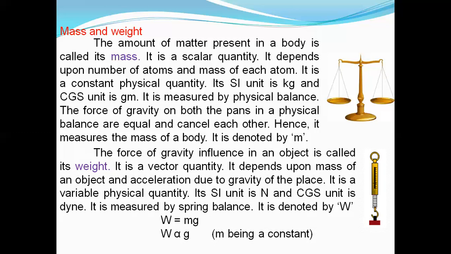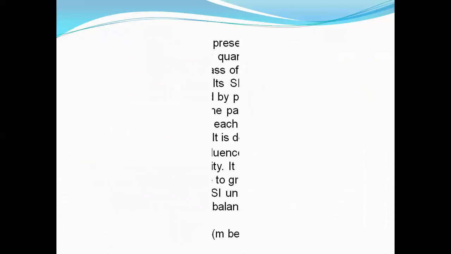As you know, the value of acceleration due to gravity is different in different places of the earth or any other heavenly bodies. As acceleration due to gravity differs, the product of mass and acceleration due to gravity will be different, and weight differs from place to place. It is a variable physical quantity as I discussed. Its SI unit is Newton and CGS unit is dyne. It is measured by spring balance, denoted by W.